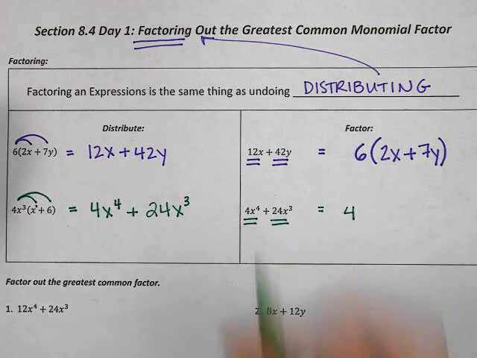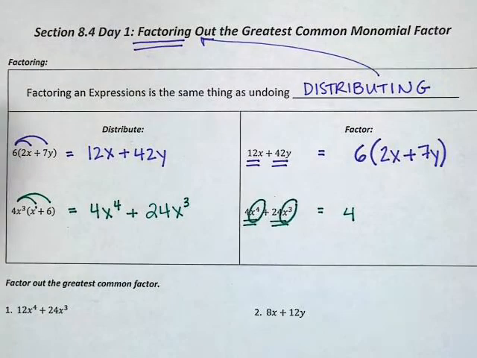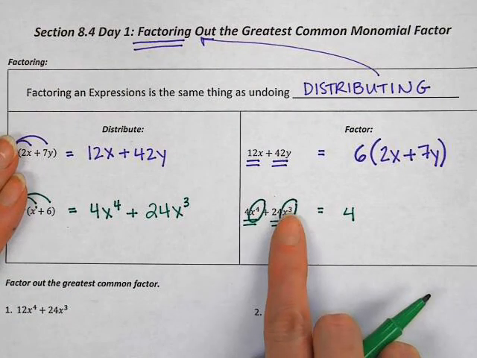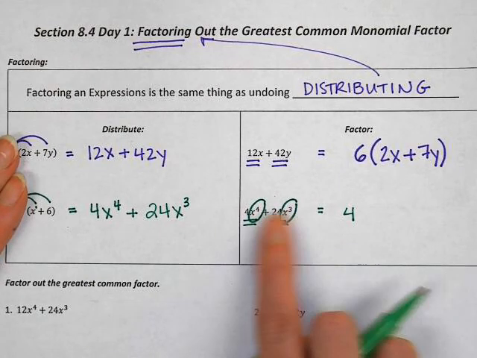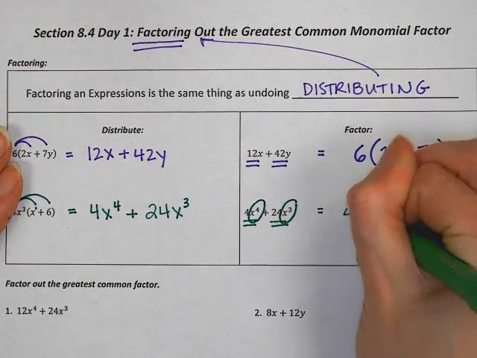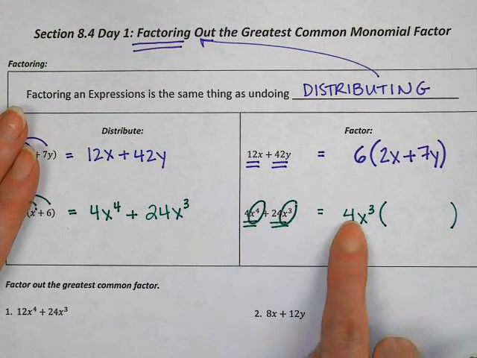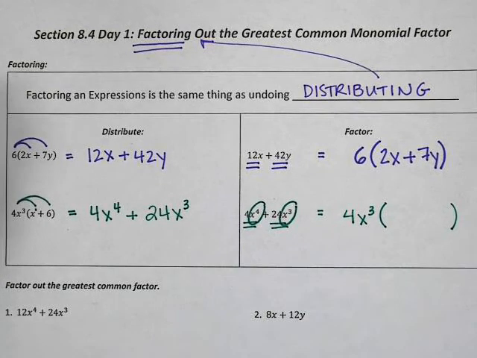But not just that. We also want to pull out the most amount of x's that they both have. If this guy has 4 x's and this guy has 3 x's, we want to pull out the amount that they both have, which means just pull out the smaller amount, so x to the third. Then you draw a parenthesis and see what's left. To see what's left, you divide the numbers, but you subtract the powers. It's the exact opposite as before.